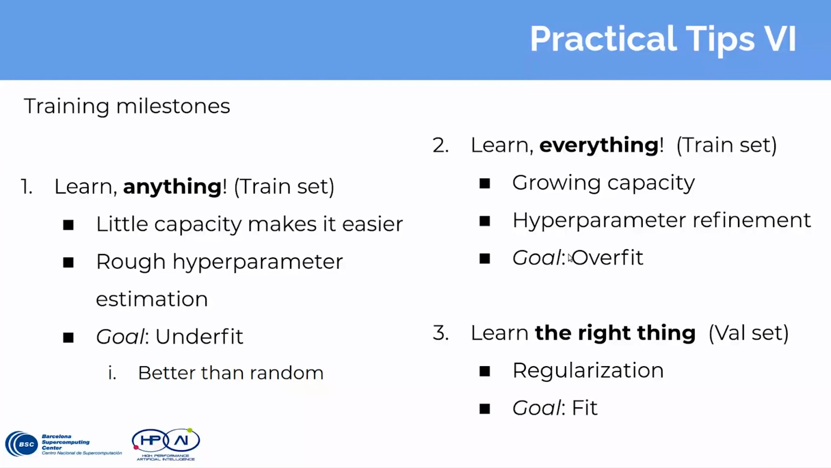And once you have reached overfit, then we get to the third step, which is just learning the right thing. It's getting good performance on the validation set. Notice here we are just working on the train set. We are not looking at the validation set.